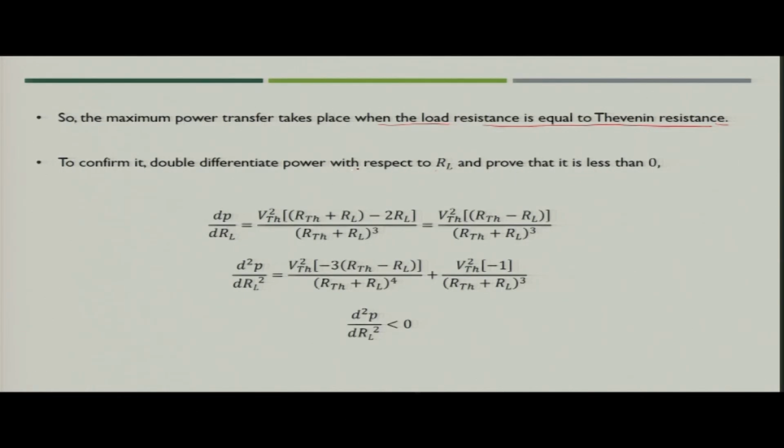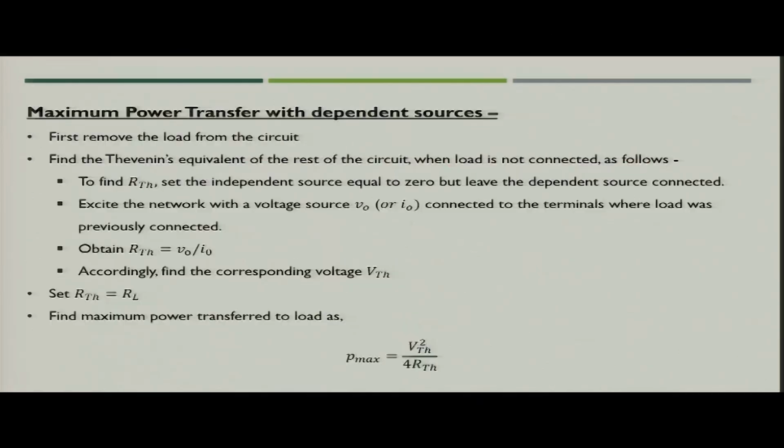So, what do we have to do? We have to differentiate the power twice with respect to RL, and show that it is less than 0. When d2P by dRL2 is less than 0, it means that the RL value we found when we took the derivative, that is RTH, gives the maximum. So, how will we find the values of various elements like VTH, RTH and RL when a dependent source is available in the circuit?